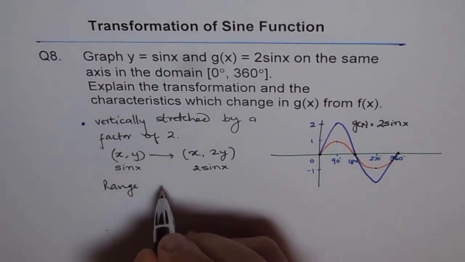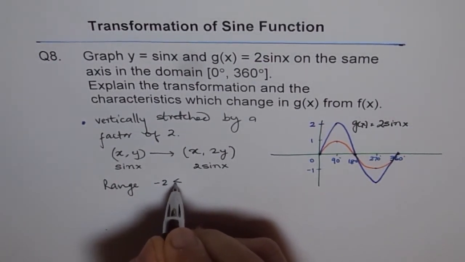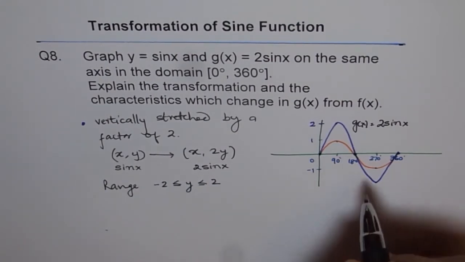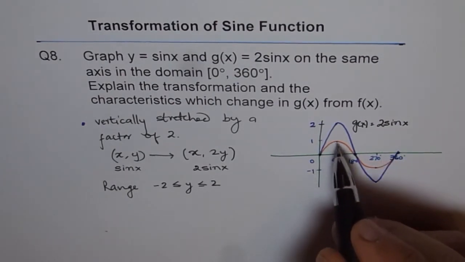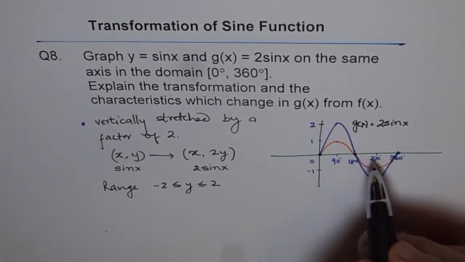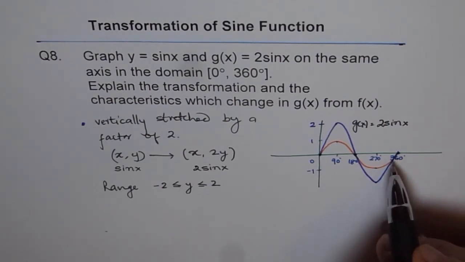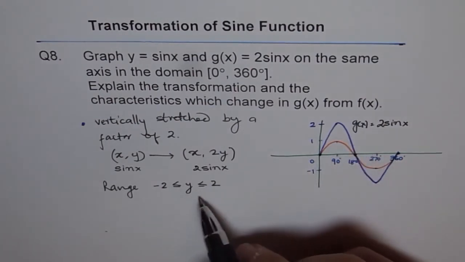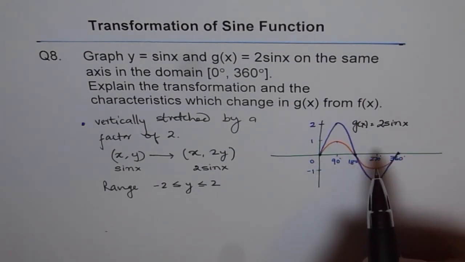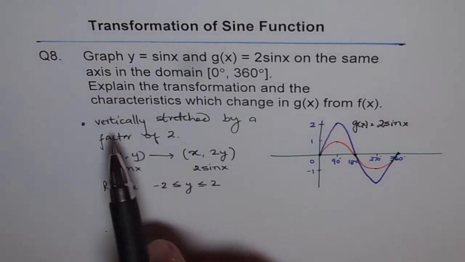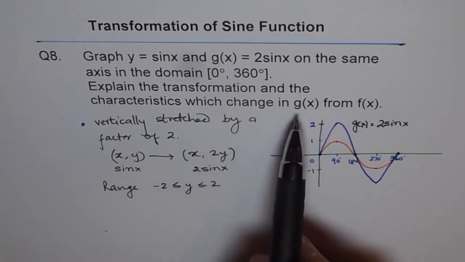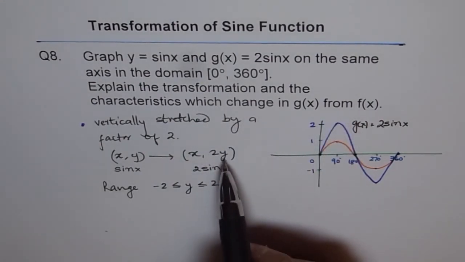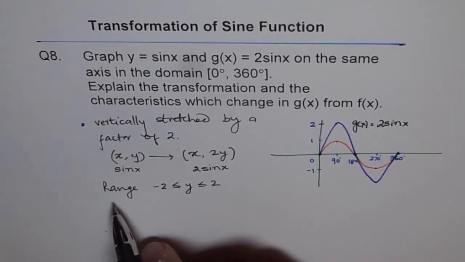Range, now you see, is from minus 2 to plus 2, correct? Time period remains the same, axis of symmetry remains the same, the values of x at which we have maximum and minimum remain the same, x-intercepts and y-intercepts are the same. But the major change comes in the range of the function g(x), right? So explain the transformation: vertically stretched by a factor of 2. And the characteristic which changes in g(x) from f(x) is that every value of y gets multiplied by 2, and so we get a change in range.